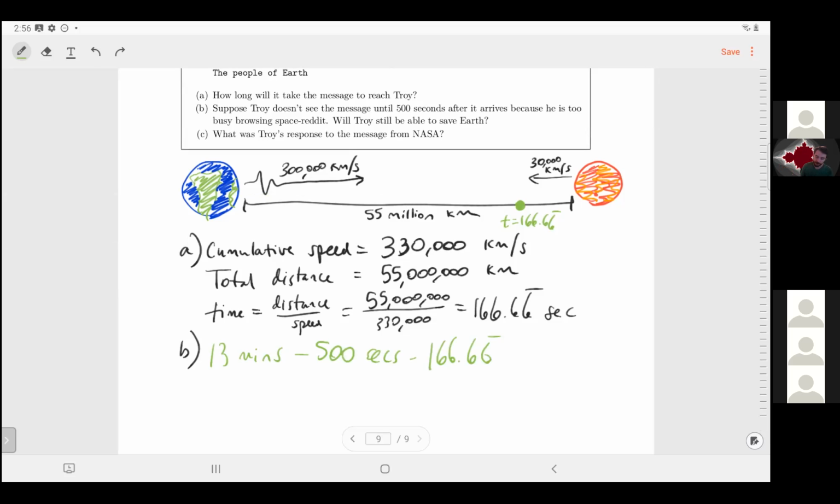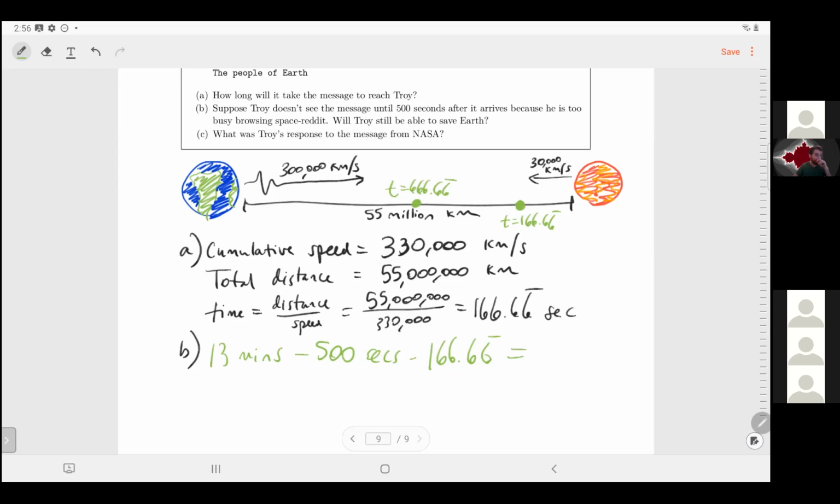The symmetric way to think about it is to figure out what distance I get to after 500 seconds. So 500 plus 166, that's 666.66 repeating. And so I'm there when I see the message. And then I want to immediately send a message back at the speed of light. And we could compute whether or not I have enough time to do that.